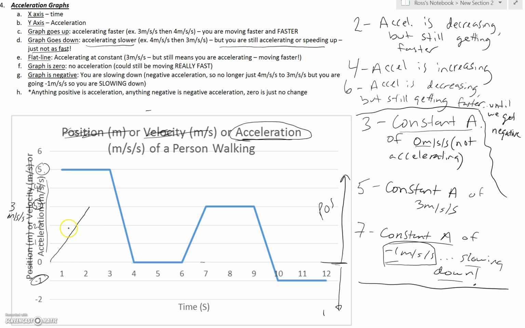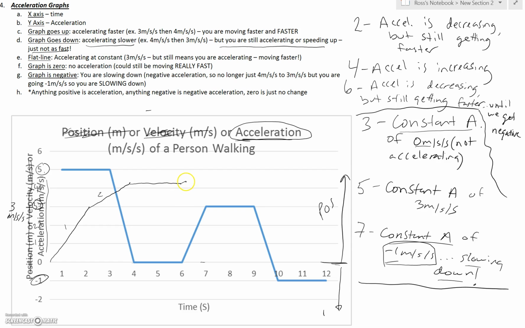We're making big jumps. Here, in number 2, our acceleration is decreasing, but we're still getting faster. So if we're increasing our speed, but just not as quickly, that means our slope would not be as steep. So it would look something like that, right? Still going up, but not as quickly as it was here. So this would be 1, that would be 2. So remember, for 3, right here, we are constant acceleration of 0, meaning we're not accelerating, meaning our speed is constant. Right?